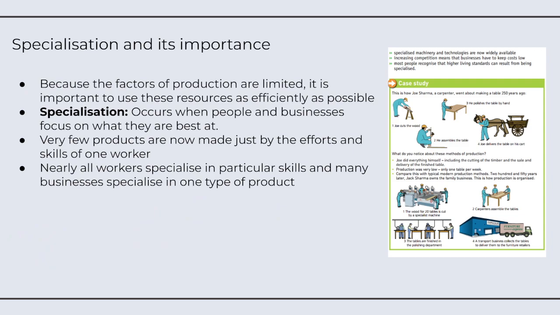Another example from the textbook shows how businesses are using specialization. There are specialized machinery and technologies available. There's increasing competition, meaning that businesses have to keep costs low. And most people recognize that having a higher living standard can result from being specialized. So here's also a case study.